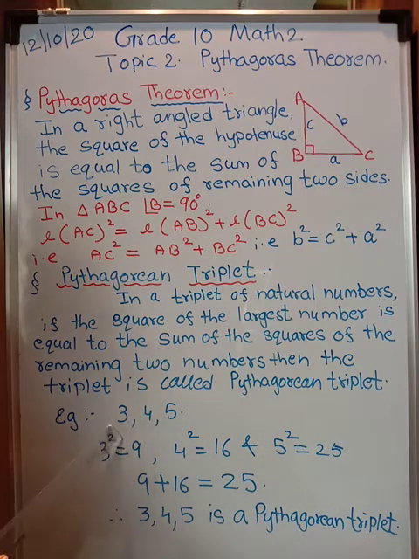What is the square of the remaining two numbers? 3 square is 9, 4 square is 16. You add up the squares of the two smaller numbers, 9 plus 16 will give the square of the larger number if they are a Pythagorean triplet. So 16 plus 9 gives 25. That means if you add the squares of the two smaller numbers, it will give the square of the larger number. If this condition is satisfied, that group of three numbers is called a Pythagorean triplet.